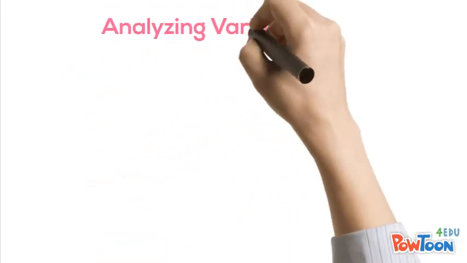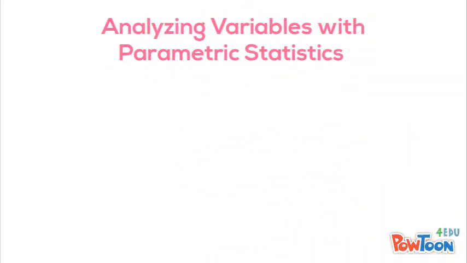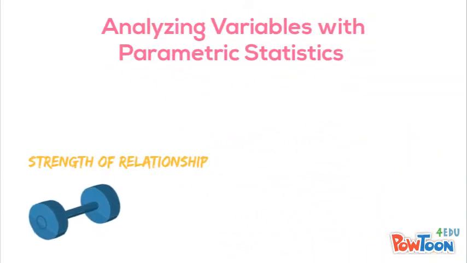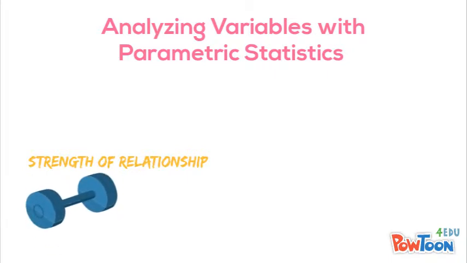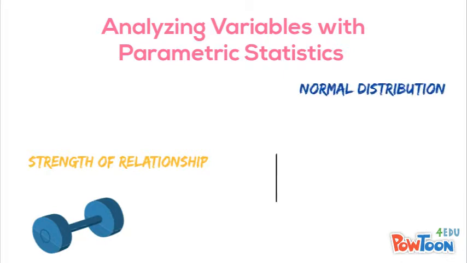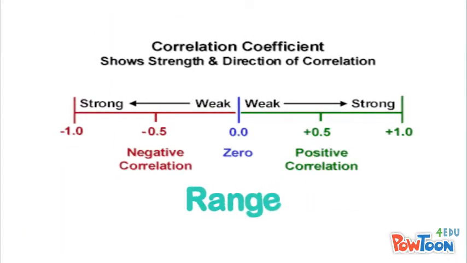Analyzing continuous variables with parametric statistics. Pearson's product moment correlation indicates the strength of the relationship between two variables. It assumes both the independent and dependent variable have normal distributions with equal variance for each independent variable. Pearson's correlation has a range of -1 to +1.